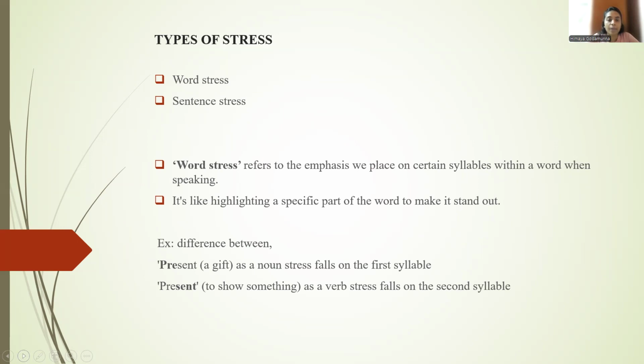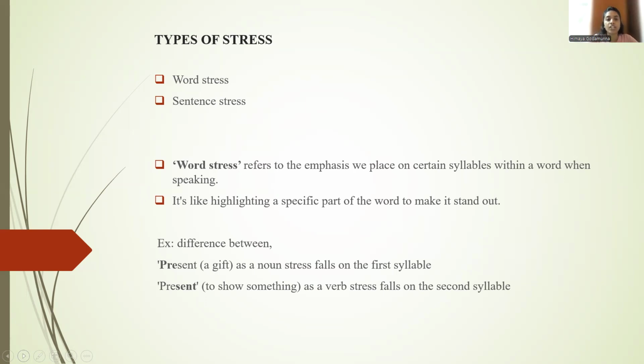The types of stress. When we talk about the types of stress, there are two types: first, word stress, and second, sentence stress. Word stress refers to the emphasis we place on a certain syllable within a word when speaking. It's like highlighting a specific part of the word to make it stand out. Here I have mentioned some examples.